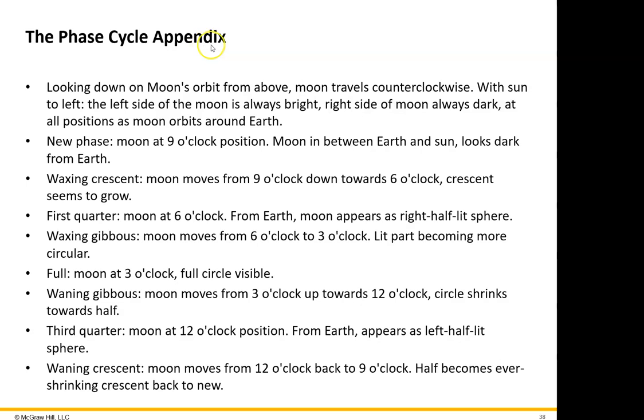Let's see, phases and cycle appendix. Looking down at the moon from above, the moon travels counterclockwise. Okay, well, I think we talked about that. We did the phases. They're just talking about the phases of the moon, kind of walking you through them. Oh, okay. Well, I guess that is the end of the chapter.